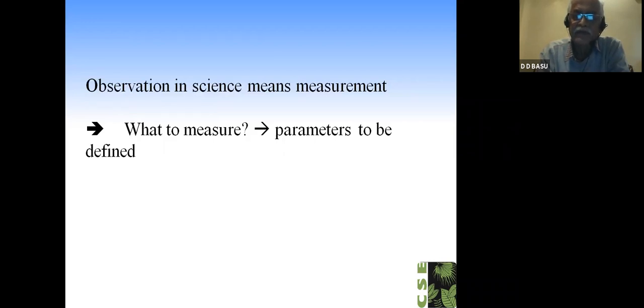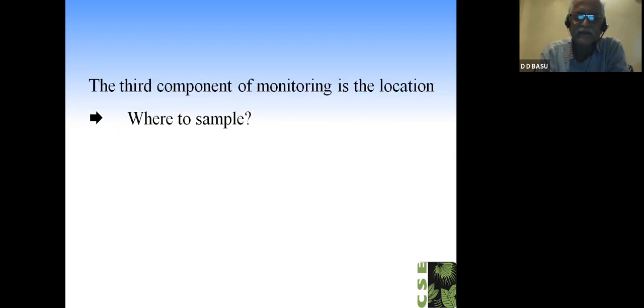Observation in science means measurement. What to measure? Parameters have to be defined. That I will explain: what are the water quality parameters to be defined? Next. The third component of monitoring is location: where to sample, where the sample collection should be. Next.